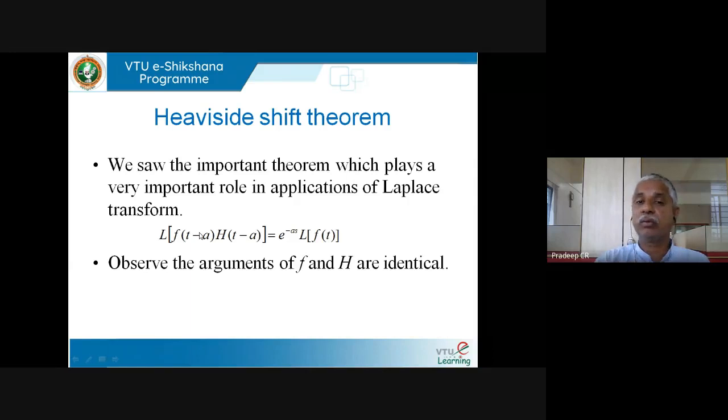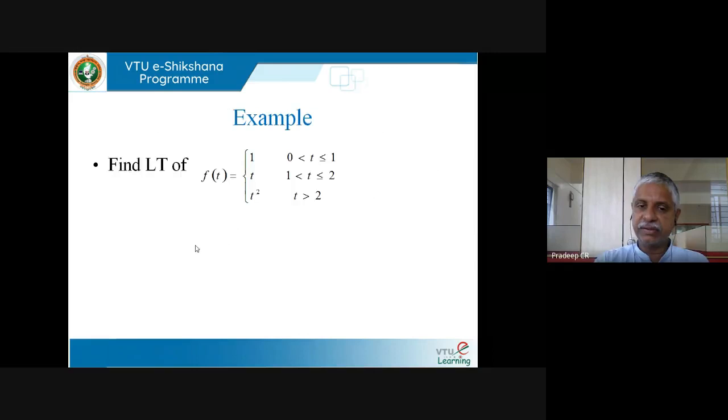We have seen several problems, at least one or two problems in this direction. So let me illustrate this once more. And I also promised that I will illustrate a problem where the function has three pieces like this. I want to find the Laplace transform of this function, where from 0 to 1 it is 1, from 1 to 2 it is t, and greater than 2 it is t square. Maybe I have 10 minutes. It may not take much time. I will quickly show you how this function looks.